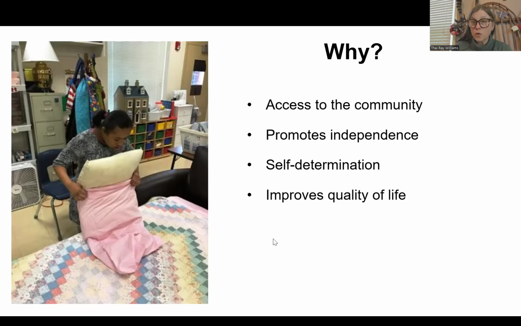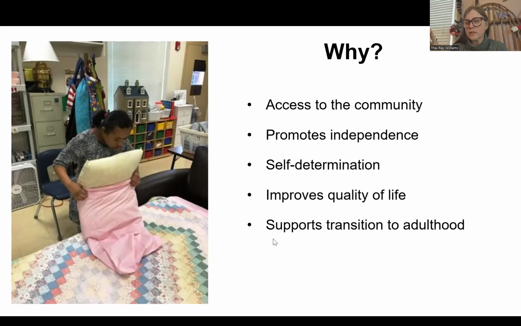It improves the quality of your life if you can engage in community skills. It improves the quality of life if you can complete daily living skills on your own. It improves the quality of life if you can cook your own meals, the ones that you choose, for example. It also supports that transition to adulthood.